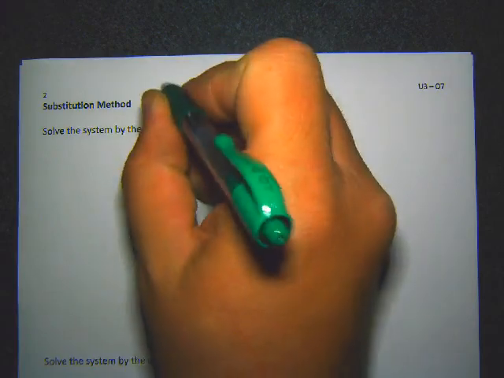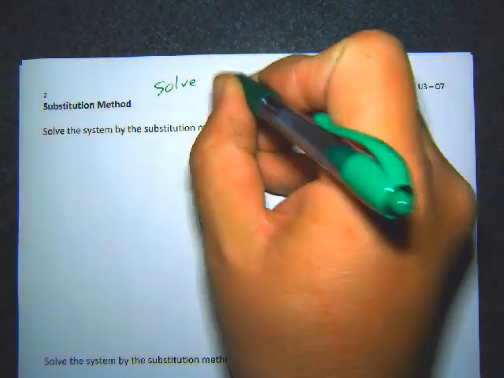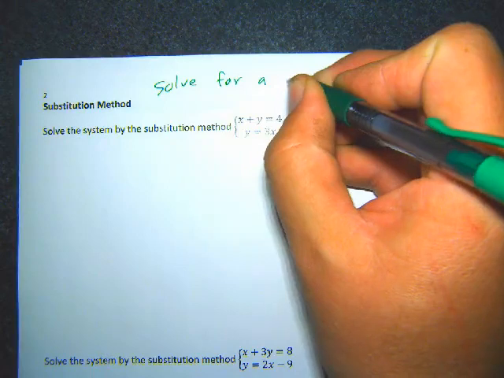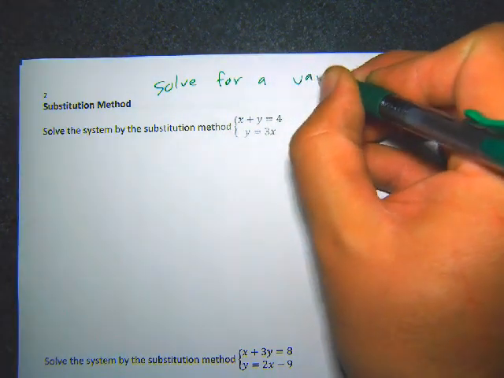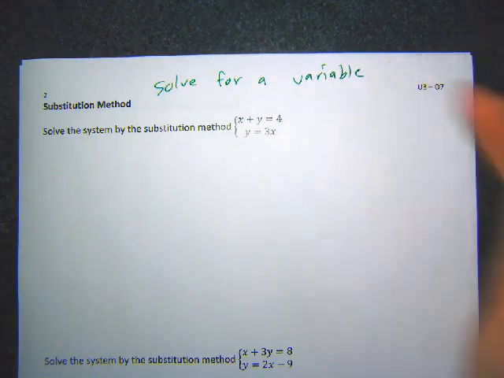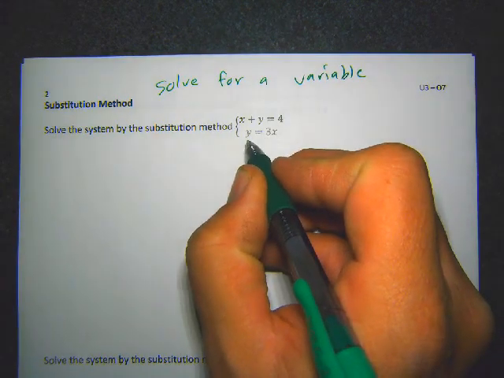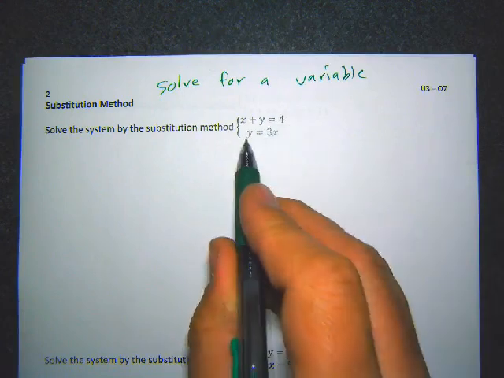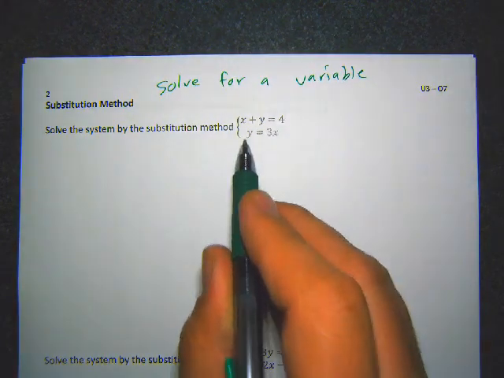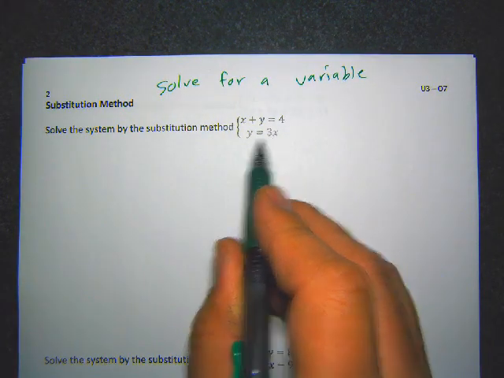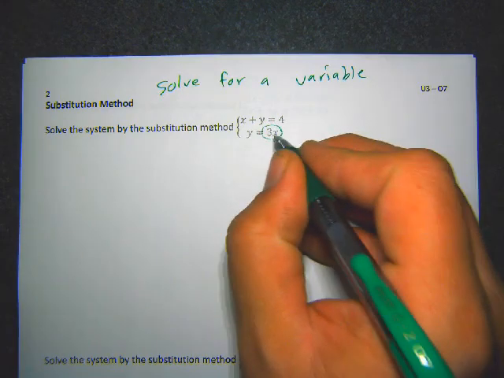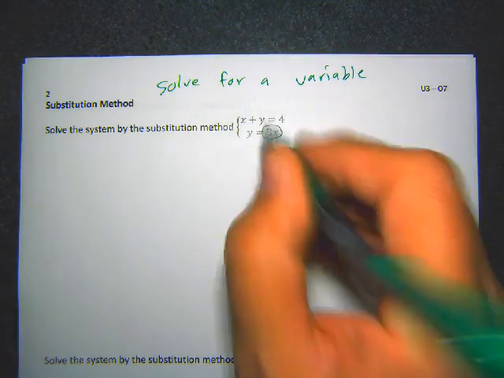So we'll solve for a variable. Doesn't matter which one. And if you're lucky, it's already done. In this case, it's solve for y. That's already done, so we don't even have to do any work. We don't have to solve for y because it's already done. And then what you do is you take whatever y is equal to, and you replace that stuff for y in the other equation.